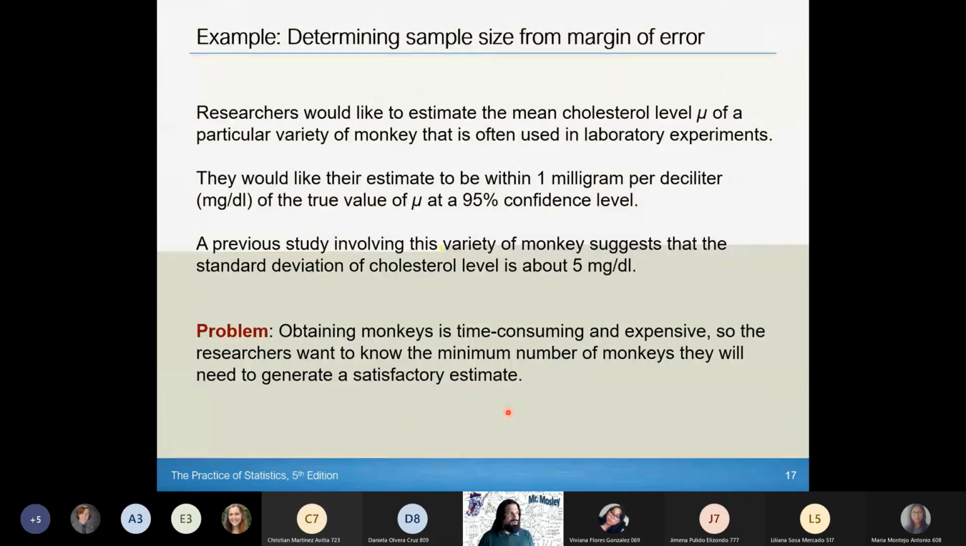So then here's our example on doing this part of the process. We have researchers who would like to estimate the mean cholesterol level mu of a particular variety of monkey that is often used in laboratory experiments. They would like their estimate to be within 1 milligram per deciliter, mg per dl, of the true value of mu at a 95% confidence level. A previous study involving this variety of monkey suggests that the standard deviation of cholesterol level is about 5 milligrams per deciliter. All right, our problem here, obtaining monkeys, is time-consuming and expensive. So the researchers want to know the minimum number of monkeys that they will need to generate a satisfactory estimate.